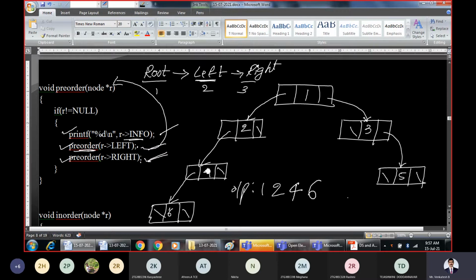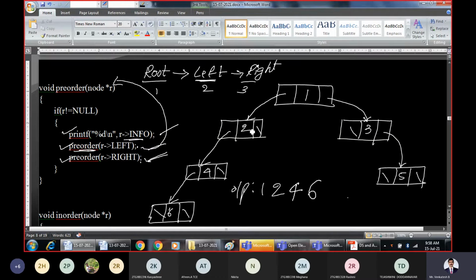Then again we'll come back to 4 here. For this node 4, what is done now? Root is over, left is over. Now you have to print right for this node, but there is no right child. So leave it as it is. We'll go one level up again.